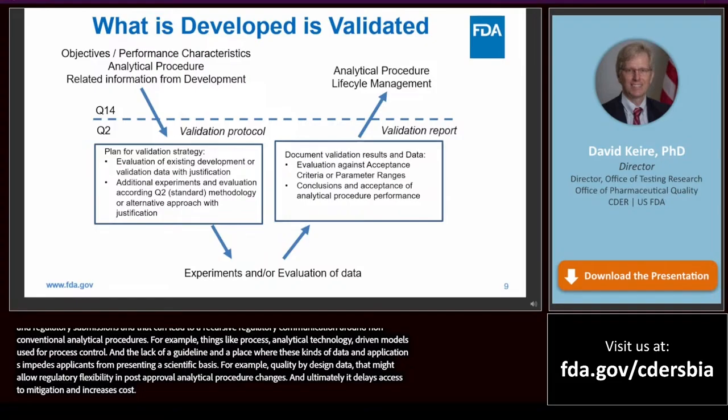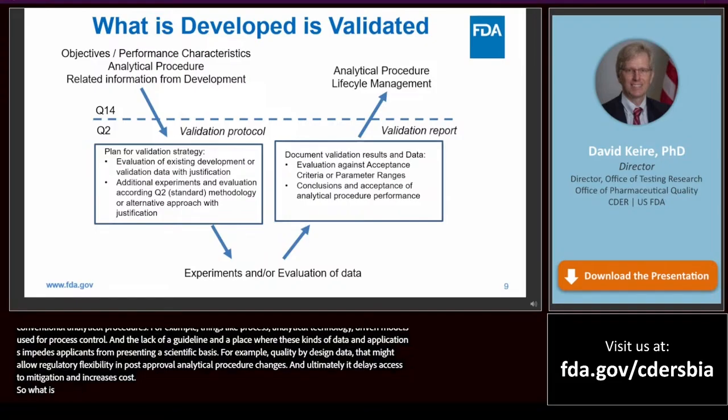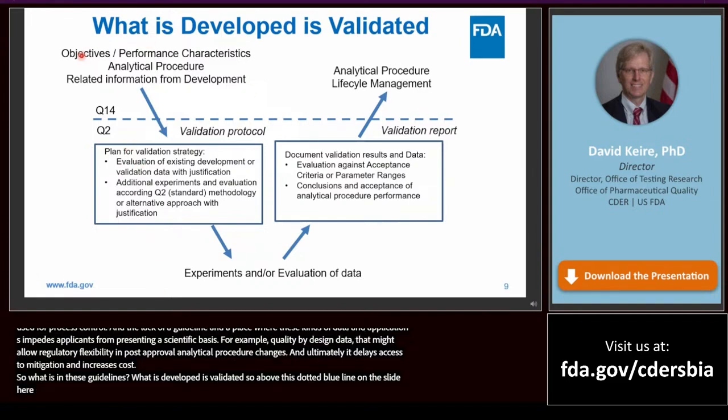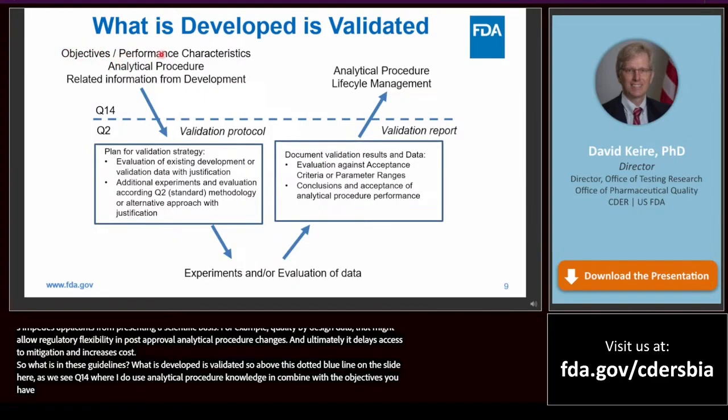So what is in these guidelines? What is developed is validated, right? Above the dotted blue line in the slide lies Q14, where you use analytical procedure knowledge, combine it with your objectives to decide what performance characteristics you want, and you have analytical procedure related information from development.